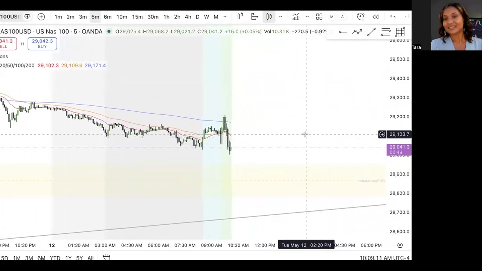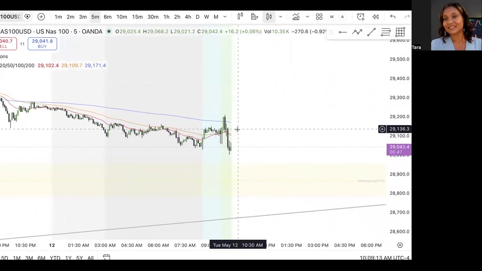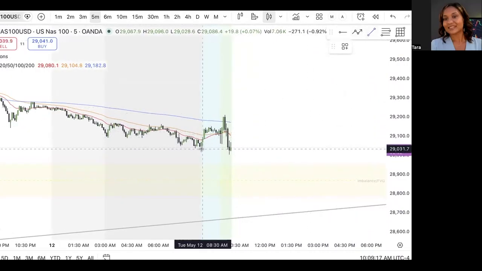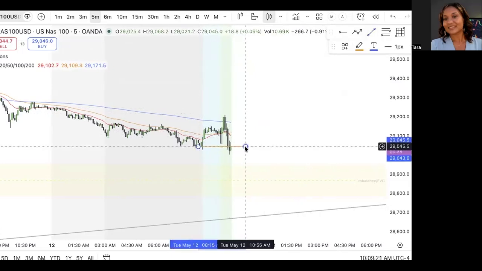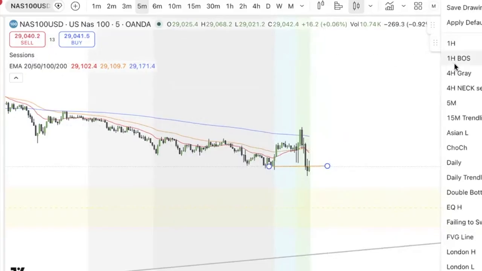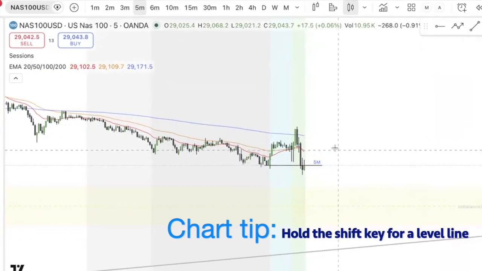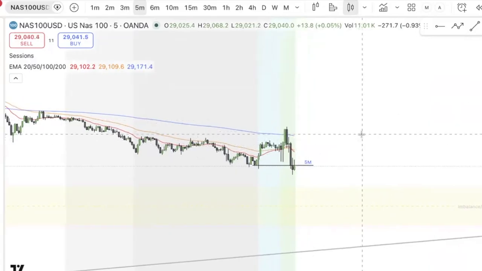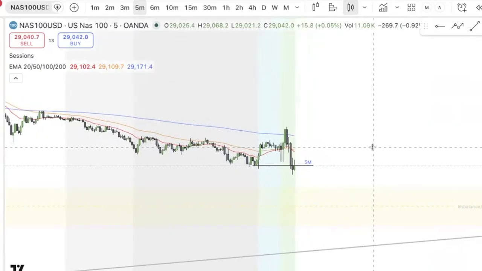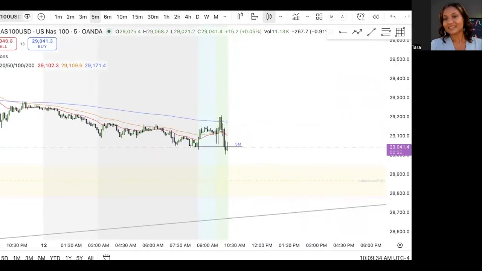Okay, we're taking a look at NAS. We can see that NAS is now trading below the EMAs, and we have broken a level. We've broken this level. And now we're expecting price to come back up into the supply zone. So we'll go ahead and mark that out.